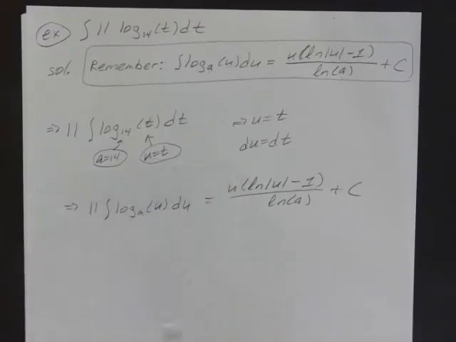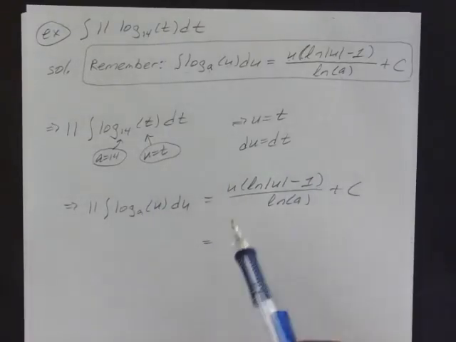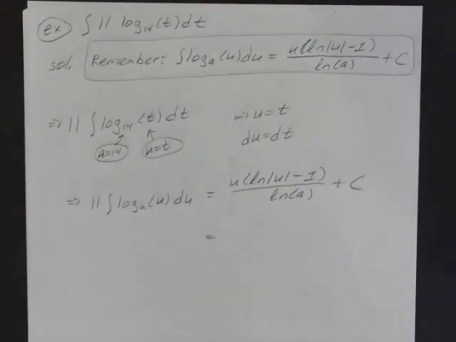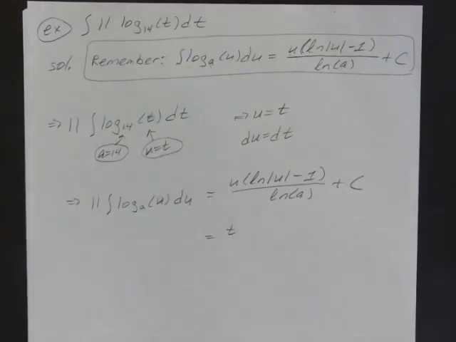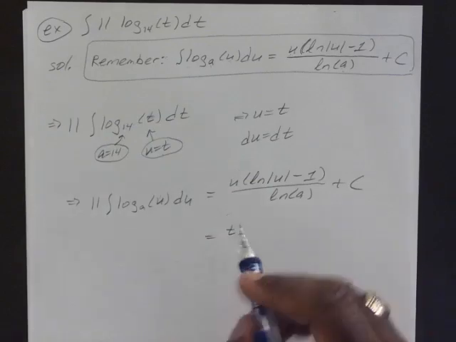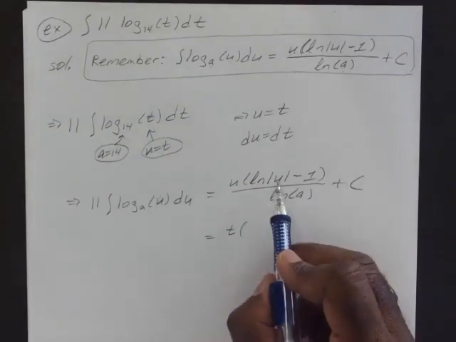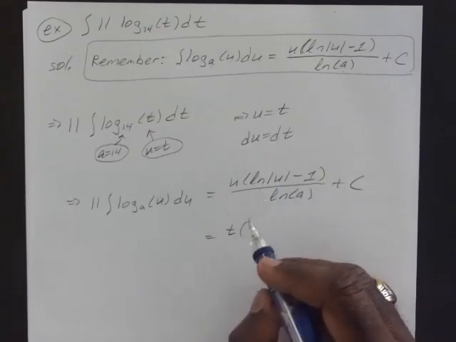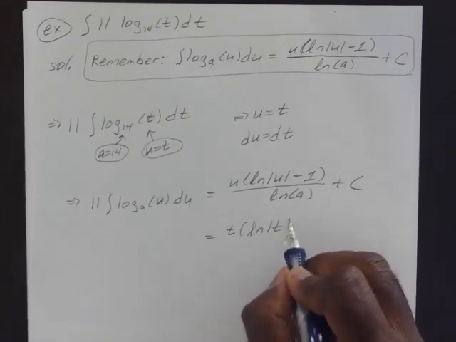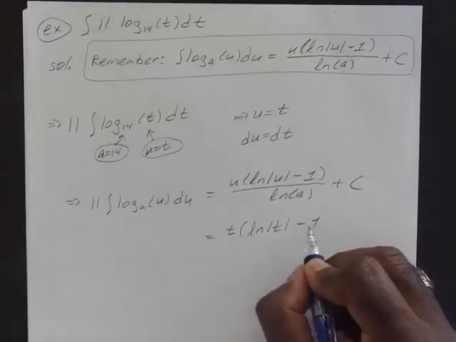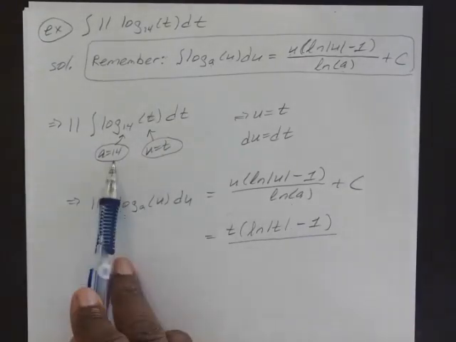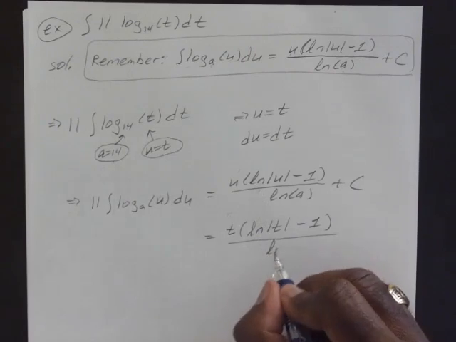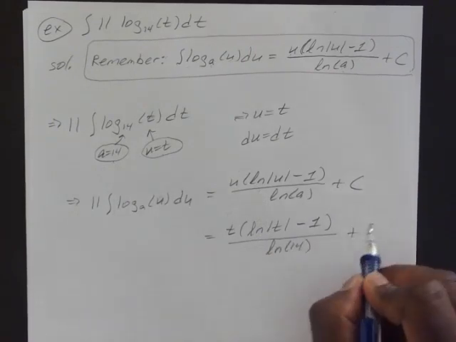So if we just plug in those values, and you don't have to repeat that if you don't want to, I just rewrote it just because. That u, we're going to replace with t, times the natural log of u, we replace with the natural log of t, minus 1, divided by the natural log of a, just replace that with the natural log of 14, plus c.